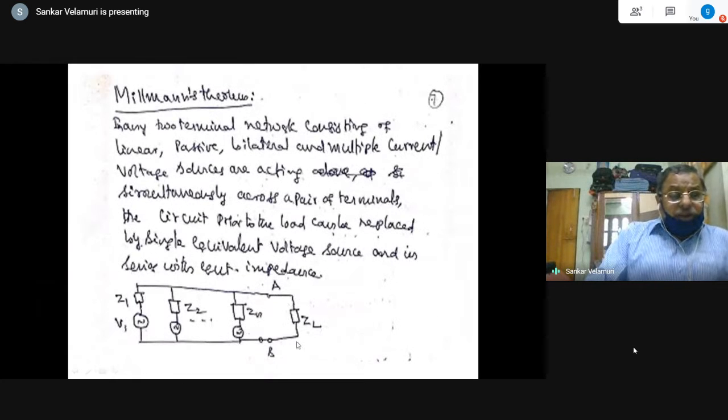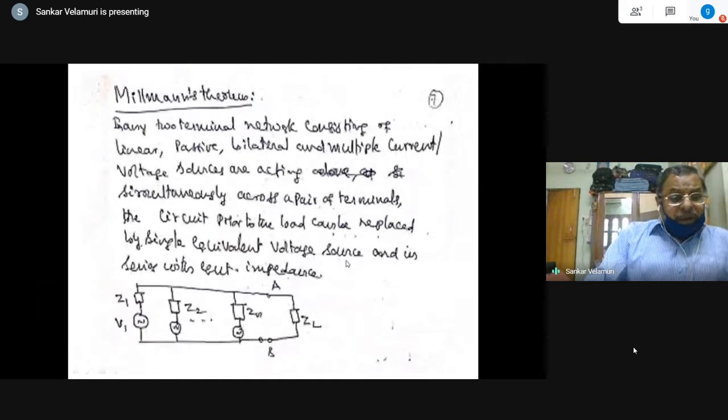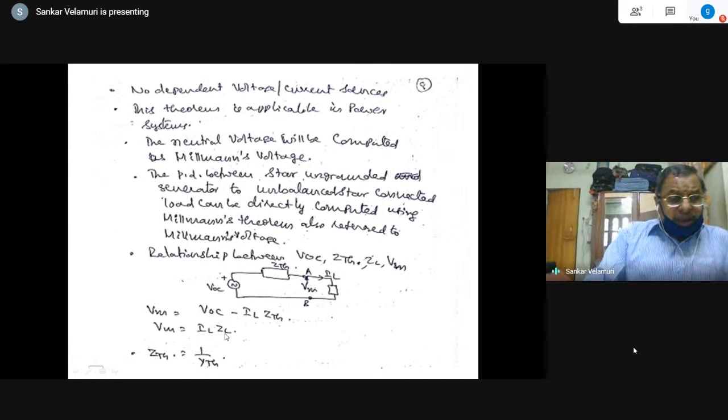So then you will get the open circuit voltage like this. Now, another way of putting it is, VOC and Z Thevenin are obtained, and then you will get the corresponding output voltage here. So the equivalent circuit can be obtained as the Millman IL into ZL, and Z Thevenin equal to 1 by Y Thevenin.